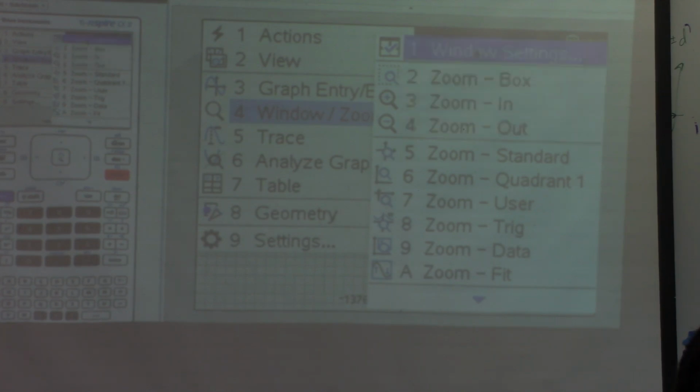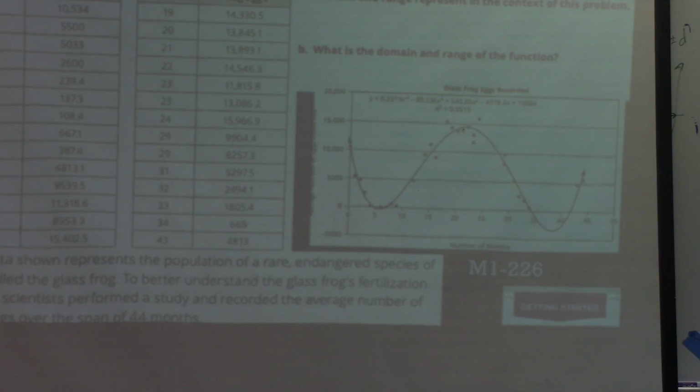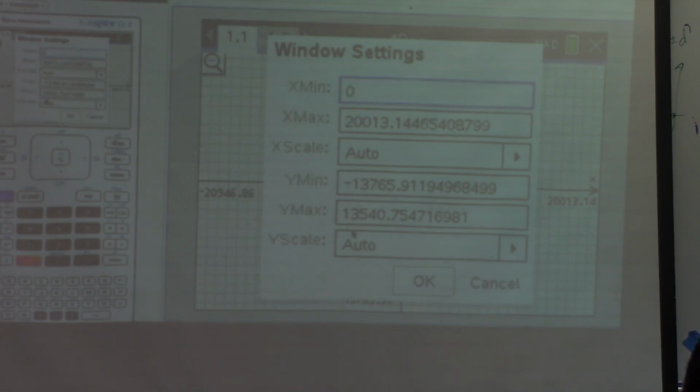I always go to Window settings. But what settings should I put in? You could always guess and check. But why don't you look at the graph that they gave you? What's the x-min on that graph? Look at the graph. What's the minimum x value that you see? I would say on that window that they gave us, when you look right here, what's that minimum x? 0, right? So I would put a minimum x of 0. What's the maximum x they give you on that graph?